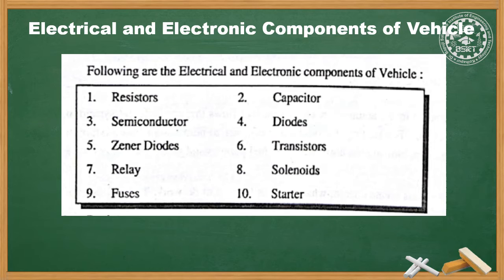Fuses provide protection from high current. The fuse will blow when sufficient current flows, and it is used to provide overcurrent protection. And the starter is located on the engine or front of the transmission. The starter cranks the engine when the ignition switch is turned on. So these are the basic electrical and electronic components of a vehicle.